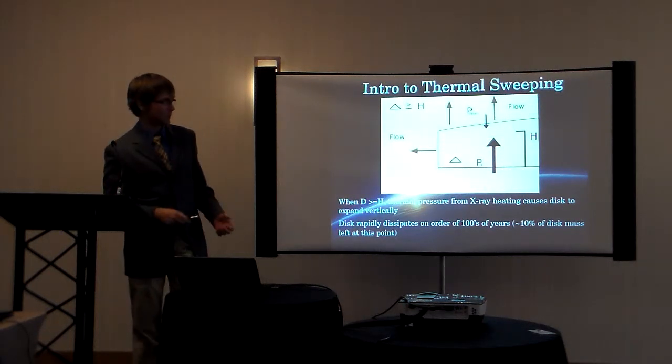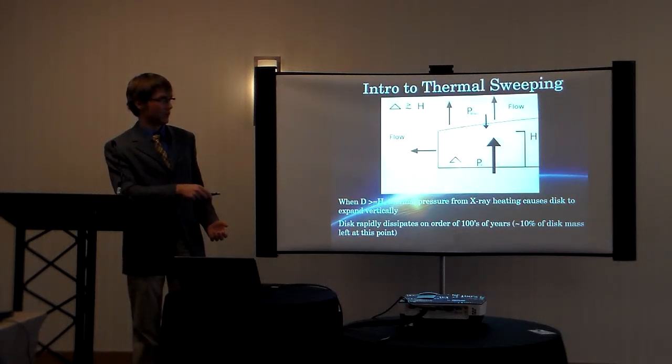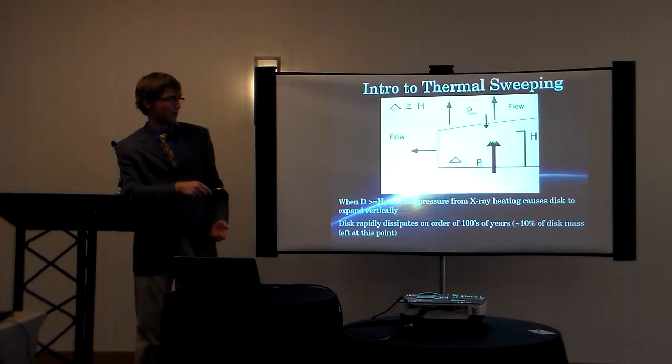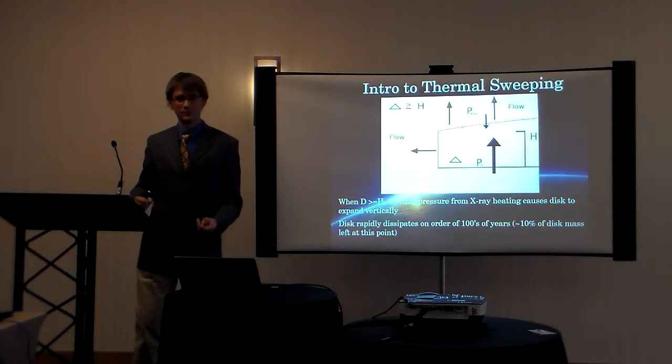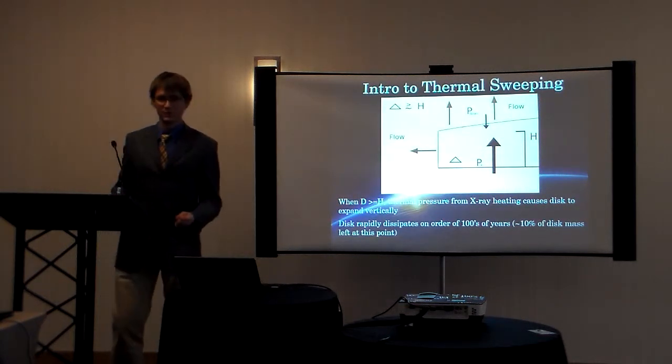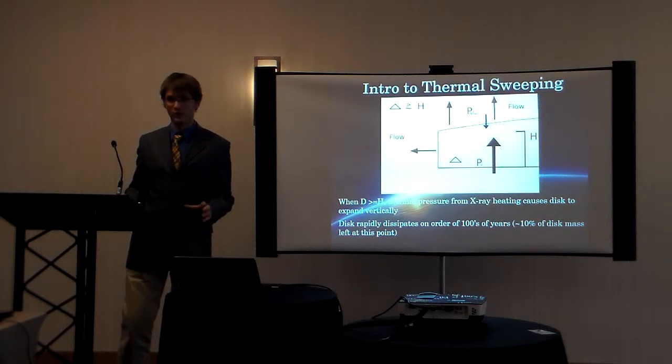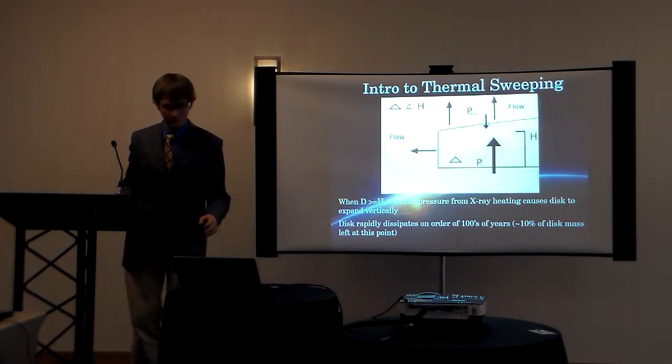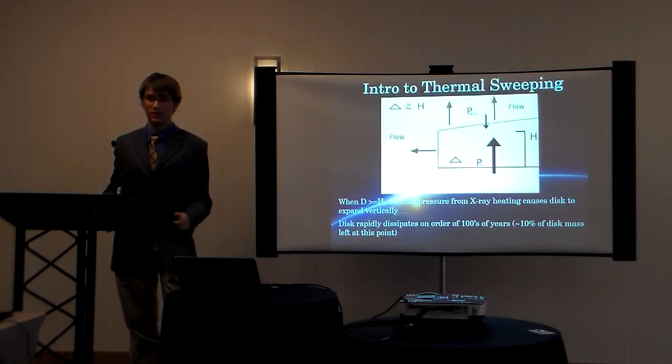unstable, because once this disk puffs up here, the pressure gradients from the scale height will not be sufficient to keep the disk stable. And so what happens is that you get this crazy process where the disk basically rips itself apart, on the order of hundreds of years. And normally, at this stage in the disk's life, there's roughly 1 to 10% of the disk mass left.